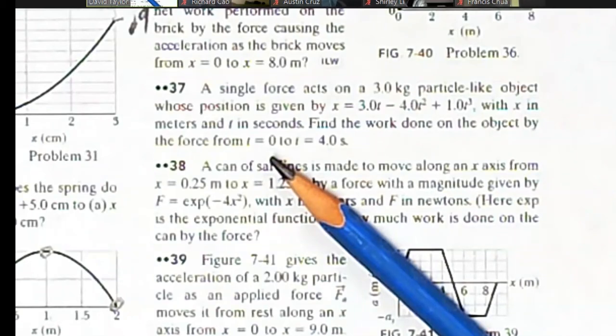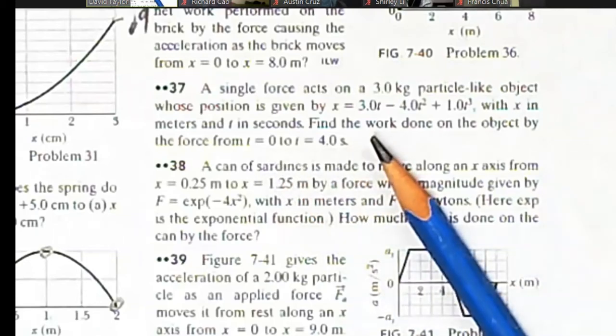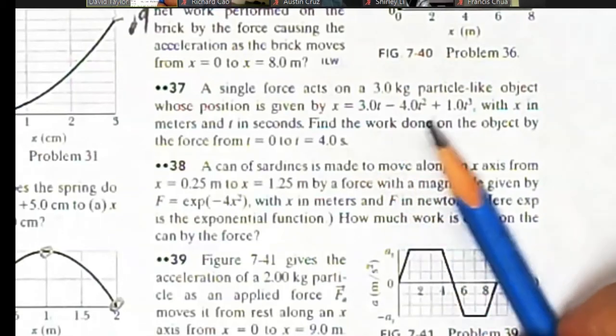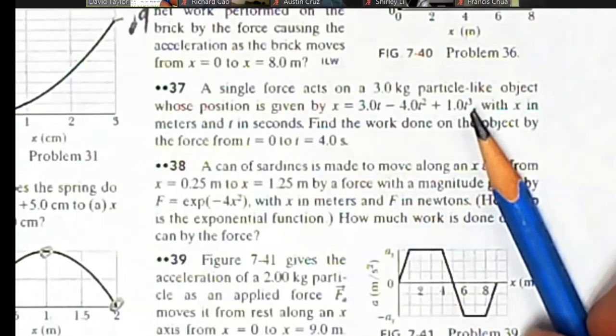A couple things come to mind here. I know that work is force times distance when the force is constant. So if I look at this problem, I can decide right away if that is going to work for me. Can I find out what the force is and then multiply it by the displacement? And hopefully you recognize that the answer to that question is no, because the equation for force times distance is only valid for a constant force.